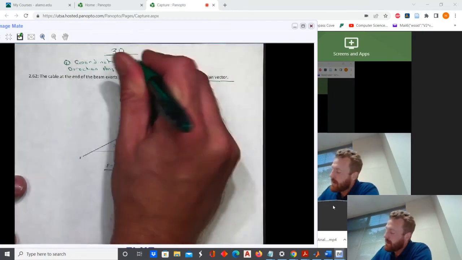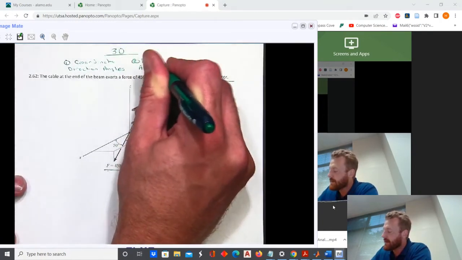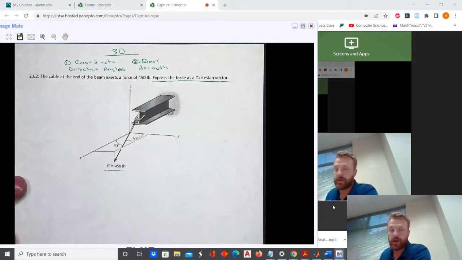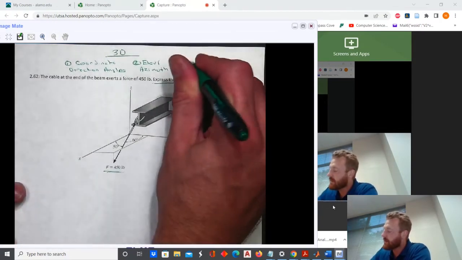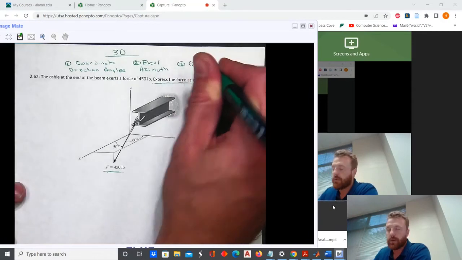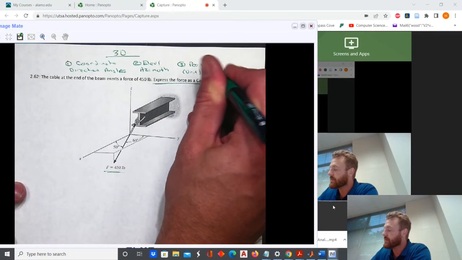The other thing that we talked about was an elevation and azimuth-based description. I did an example of this in the chapter 3 homework review on Tuesday. And the third that we talked about is describing the orientation of a vector in terms of a unit vector that was created from a position vector.